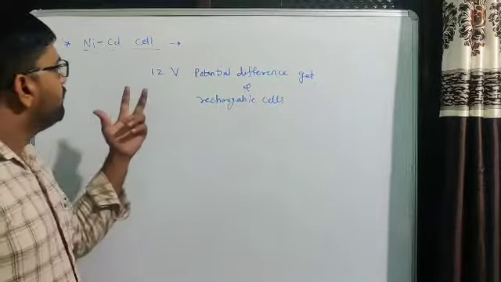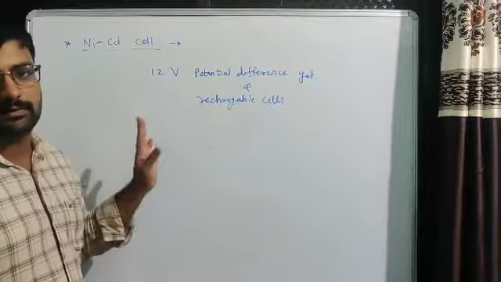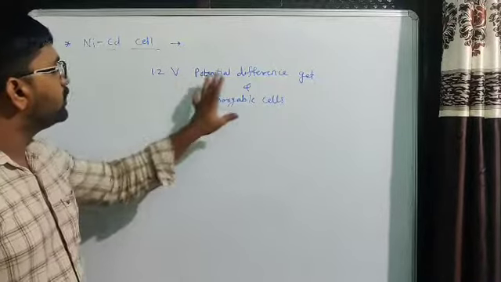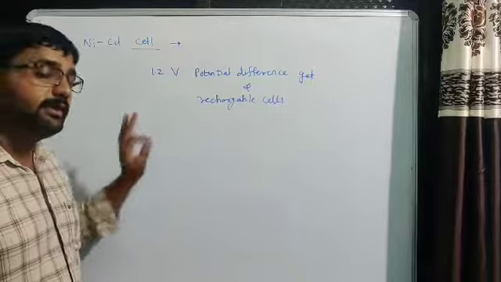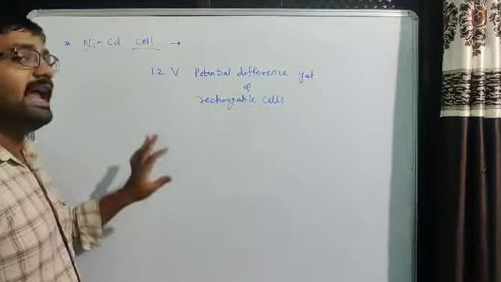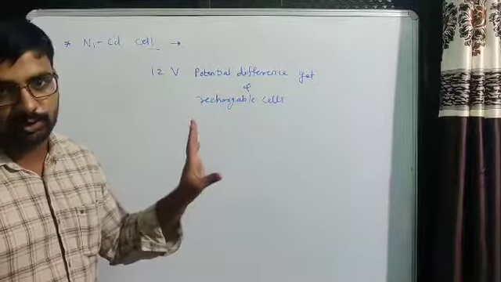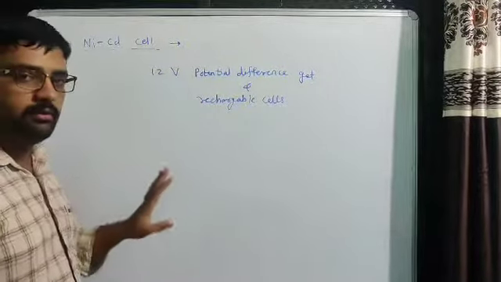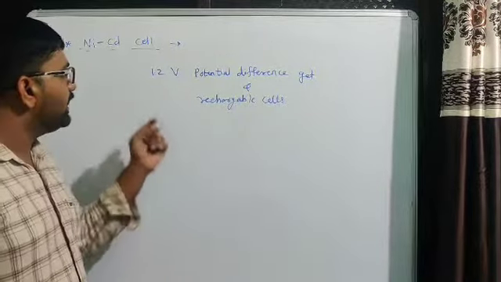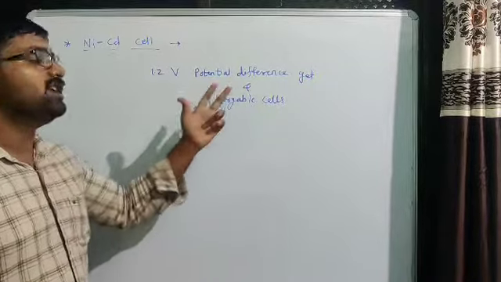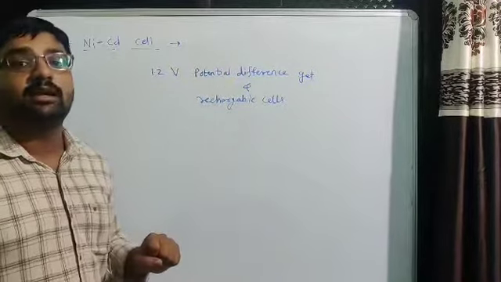By using this cell we can get up to 1.2 volt potential difference, and these cells are rechargeable cells. That much part is given in the book, and you have to remember this about the nickel cadmium cell: we get near about 1.2 volt potential difference, and these are rechargeable cells.